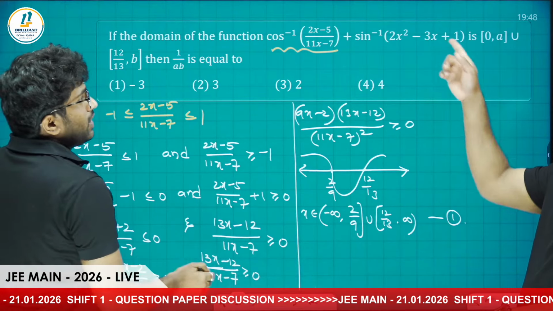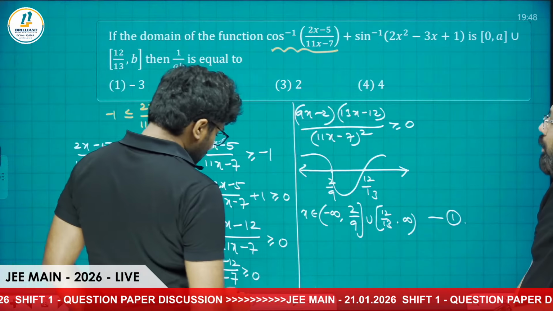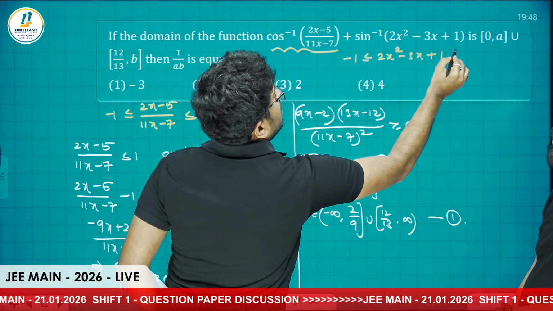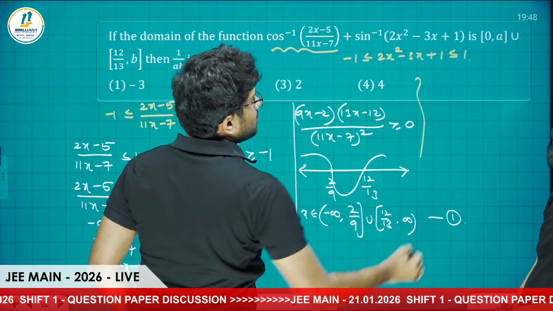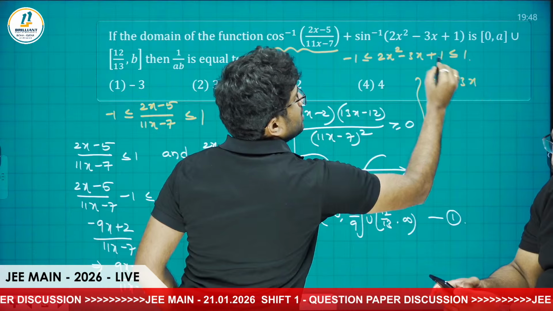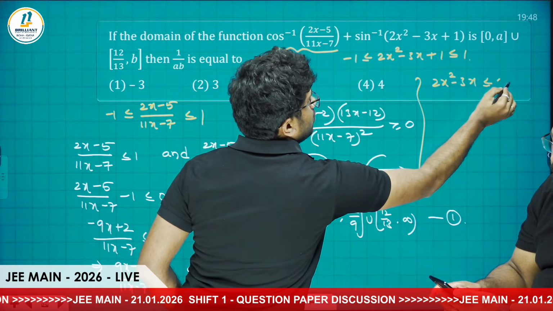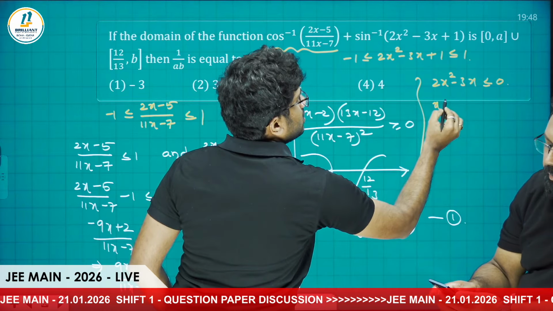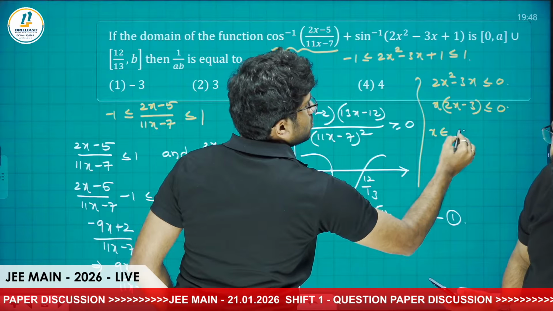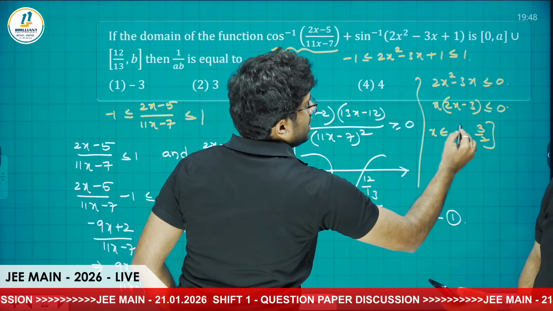Now one more part we have: the sine inverse argument should also lie between minus 1 and plus 1. So minus 1 is less than or equal to 2x square minus 3x plus 1, less than or equal to 1. We'll split it into two cases. If I take 2x square minus 3x plus 1 less than or equal to 1, then x into (2x minus 3) is less than or equal to 0. So from here I can get x belongs to closed 0 to 3 by 2 clearly.